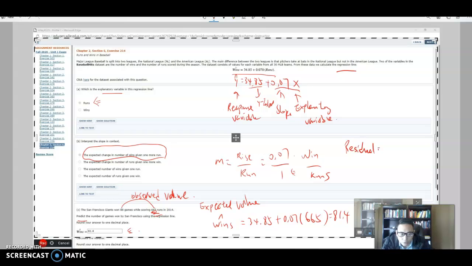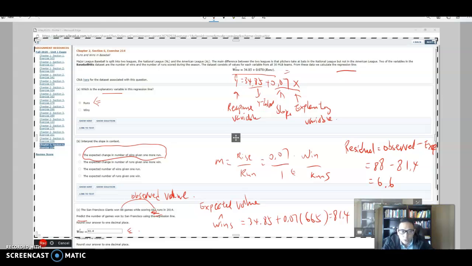Then the residual is equal to the observed minus the expected. The observed, or actual, was 88, minus the expected, which is 81.4. Then you get the residual of about 6.6 for this problem, which is 6.6 wins in difference.